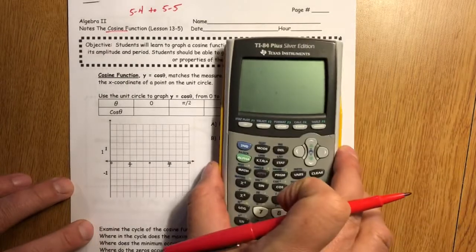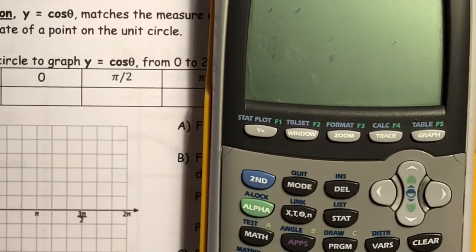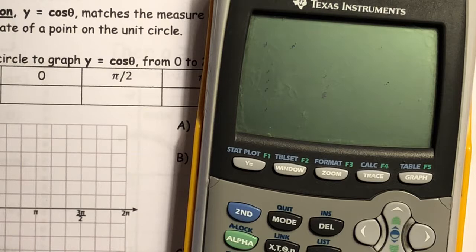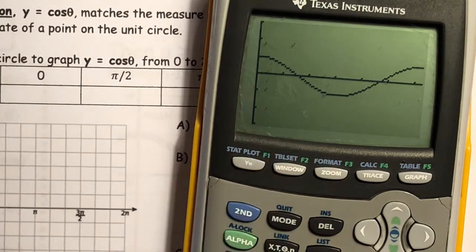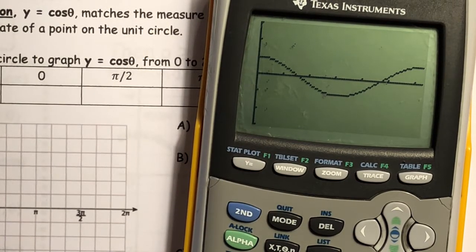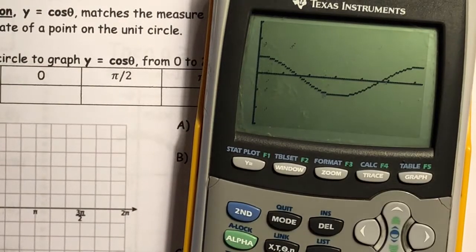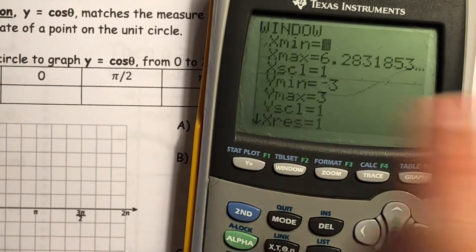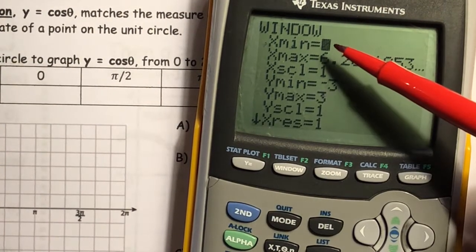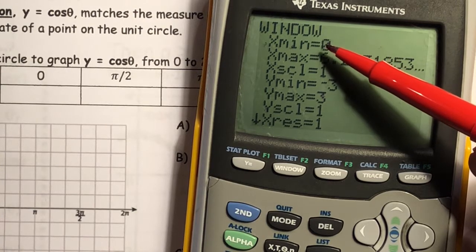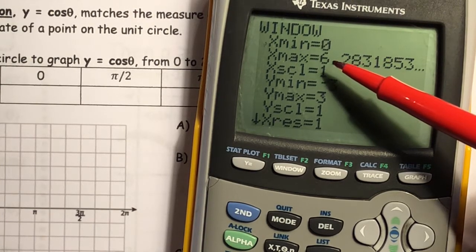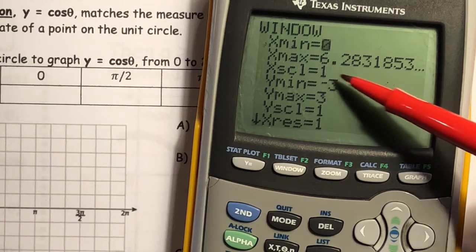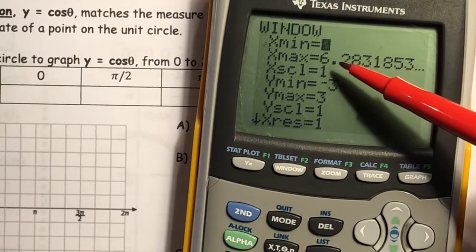If you have a TI-84 calculator, I know a lot of you guys do, what you can do is manipulate your window so you'll be able to see what the functions look like. What I did was for my x min, I put 0. For my x max, I put 2 pi, 6.283.